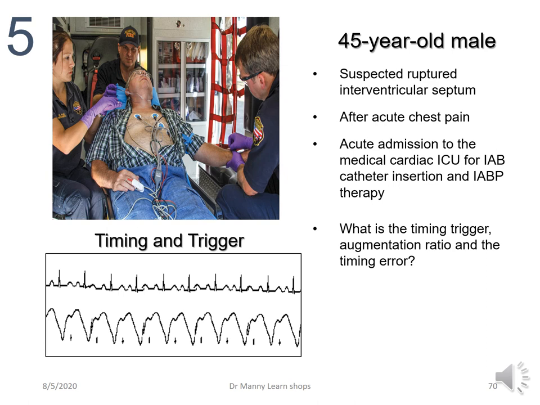You've got a 45-year-old male, and it's suspected that he's ruptured his interventricular septum after having severe 10 out of 10 chest pain. He's an acute admission to the medical cardiac intensive care for IABP insertion and balloon pump therapy. Look at the ECG. Look at the counterpulsation waveform. What's the timing trigger? What's the augmentation ratio? And is there a timing error? I'll let you look at it.